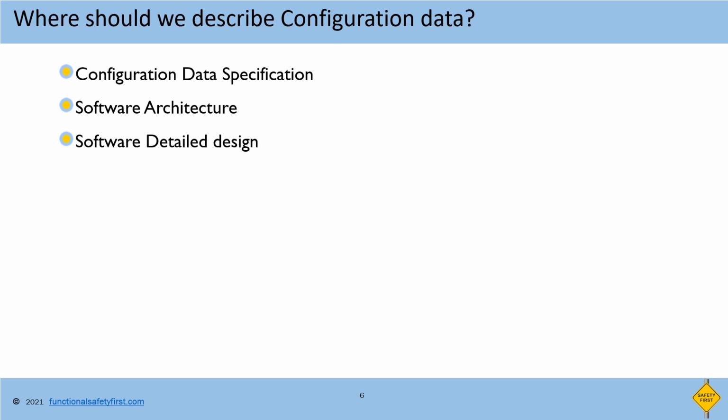Where should we describe these configuration data? As per the standard, a configuration data spec must be developed that clearly defines the valid values of the configuration data, the purpose of the data, and the interdependencies or the compatibility between different data. However, as a work product, this can either be a standalone work product called a configuration data specification, or this could be covered as part of the software architecture document and detailed design specifications.